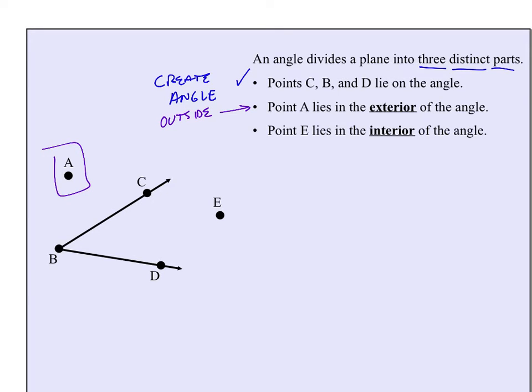If you think about the exterior of a house, you're talking about the outside of the house. Okay, point E then is going to be on the interior. So that's going to be on the inside. So when they say it lies on the angle, or it lies in the interior or exterior of the angle, this is just what they mean. Inside or outside. That's all that means.